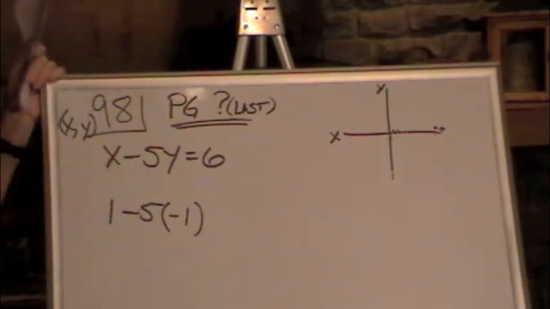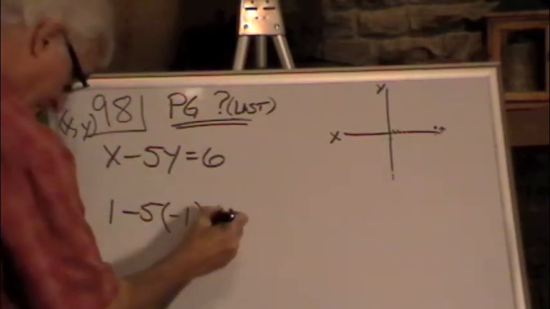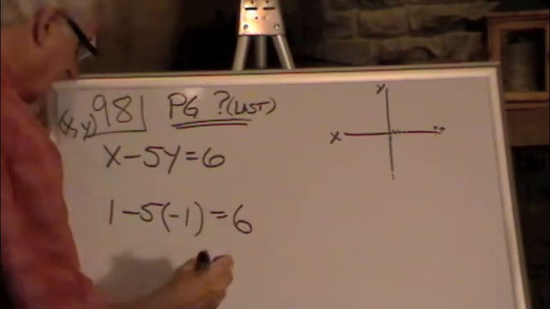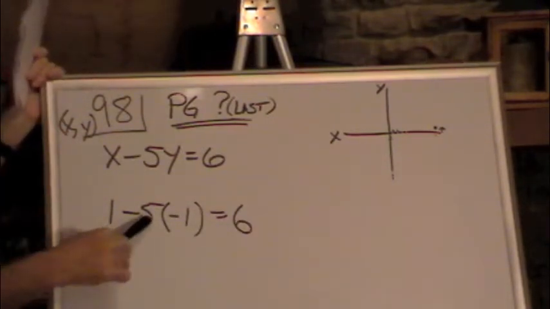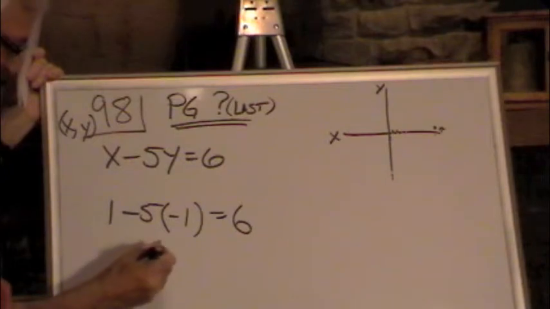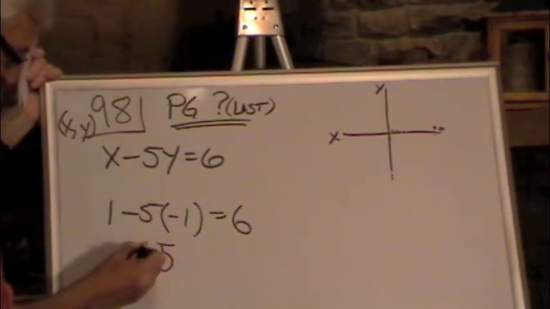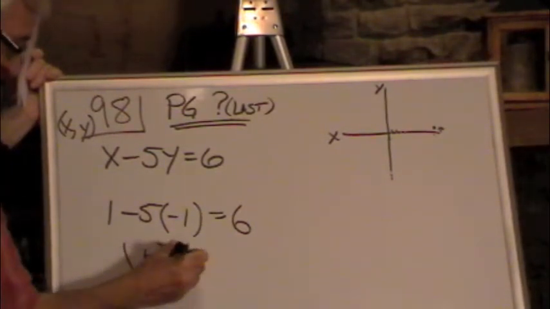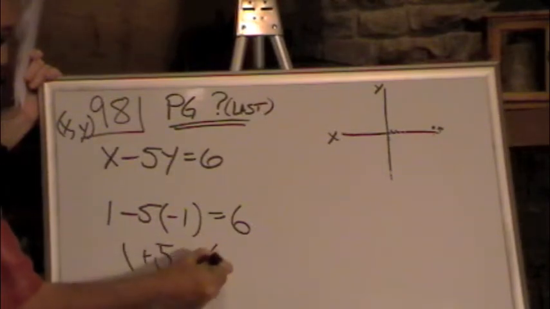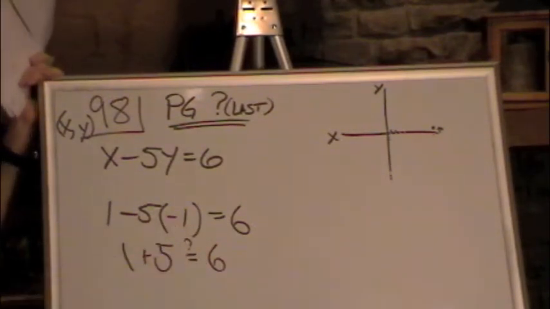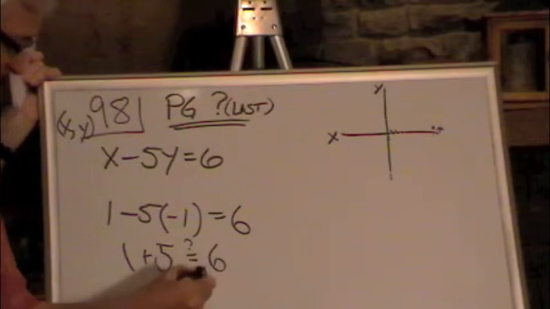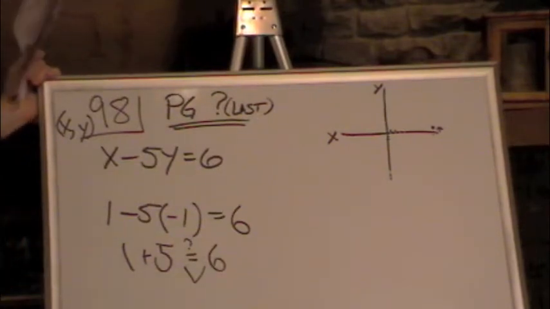Did you write that down on your paper? Get it written down. I want you doing the same steps I'm doing. I don't want this being easy. Negative times negatives, positivo. Plus 5. 1 plus 5, does that equal 6? Does it? Check, dude.